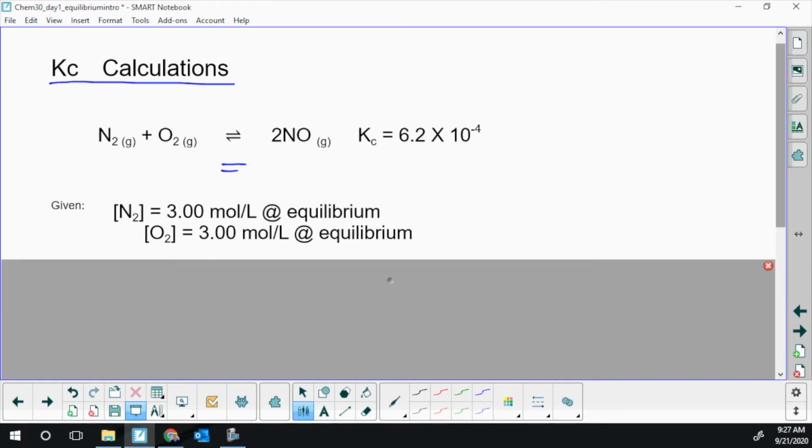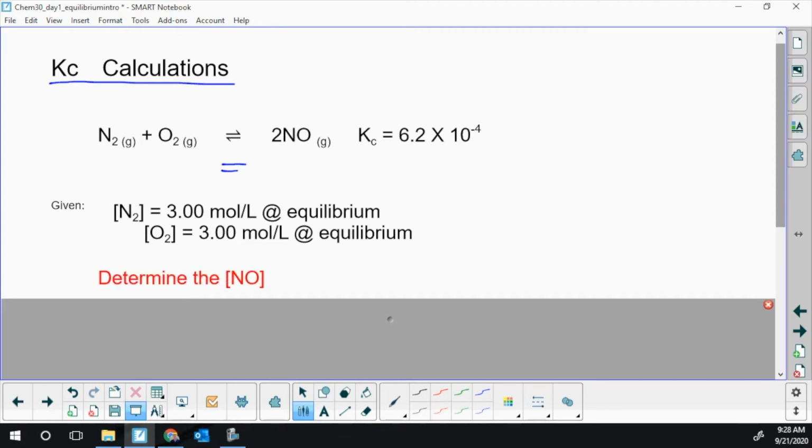So the concentration of N2 and O2 is 3 moles per liter, and I'm explicitly stating this is at equilibrium. And that's all we were given for initial information. And the question is, what is the concentration of the product? It's not saying when. That's a product, so I'm going to assume it means at the end.